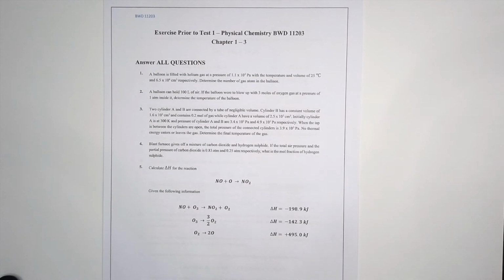Question number 4, the last question that we will discuss covering the first chapter. A blast furnace gives off a mixture of carbon dioxide and hydrogen sulfide. The total air pressure and the partial pressure of carbon dioxide is 0.83 atm and 0.25 atm respectively. So what is the mole fraction of hydrogen sulfide? This is a partial pressure question.